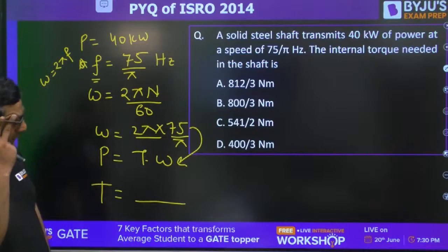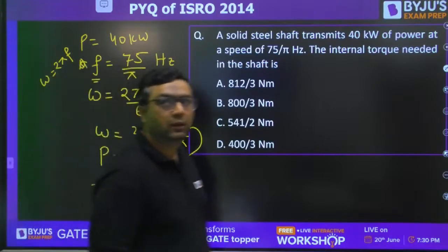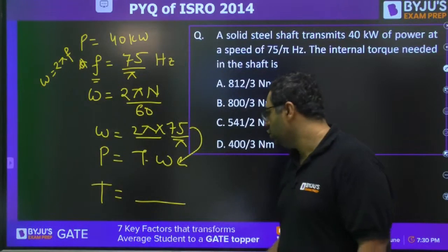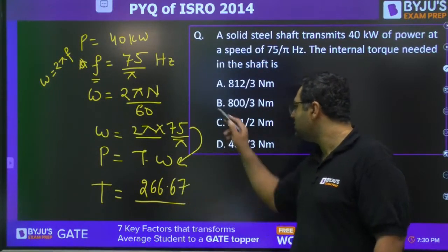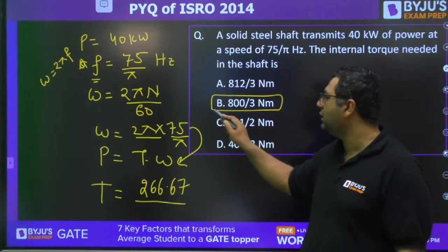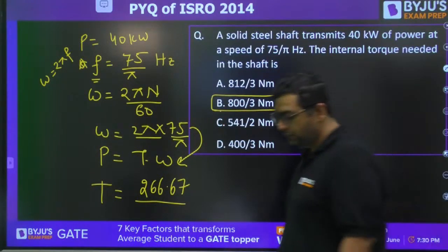Everybody is getting this? Very good. You will be getting it to be 266.67. So answer will be 800 by 3 Newton meter. Very good, Aspirant.